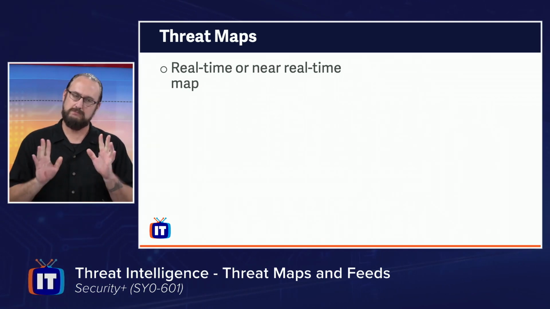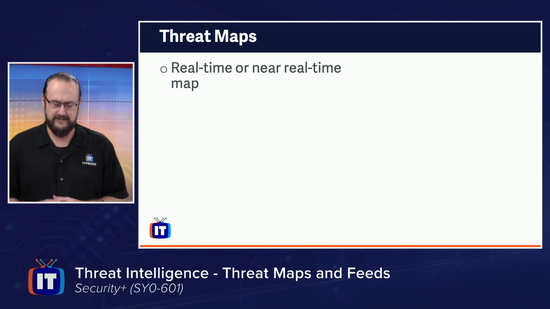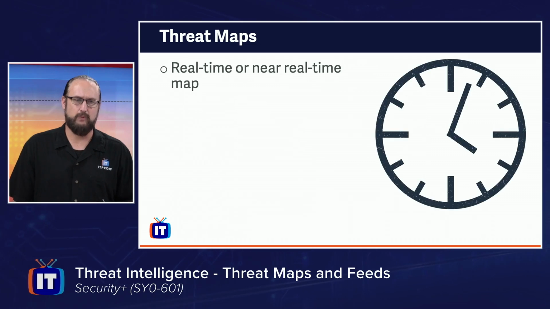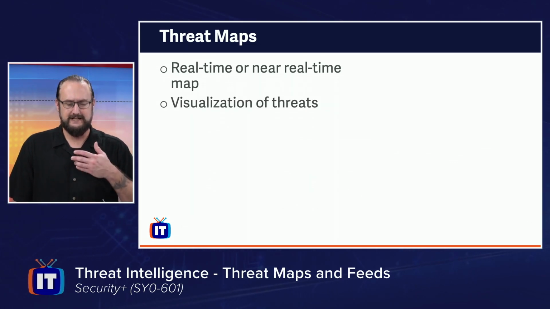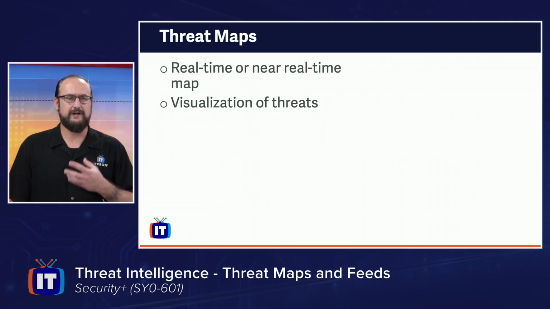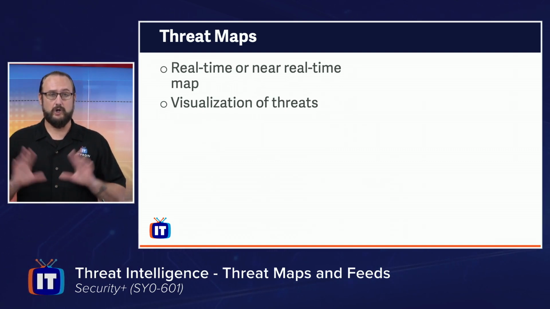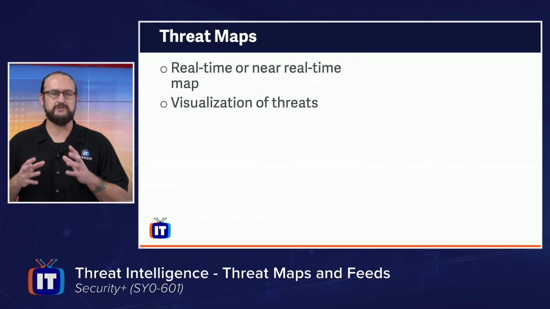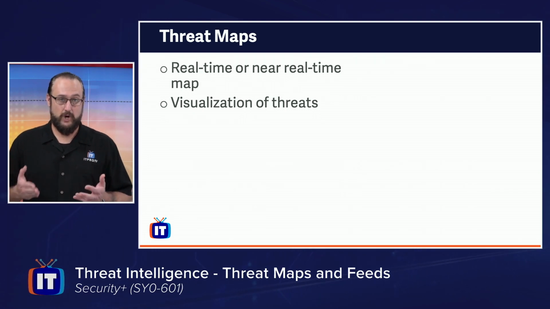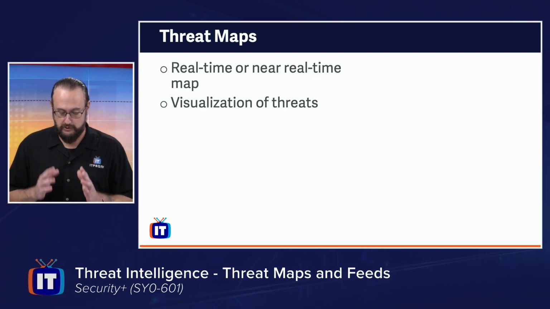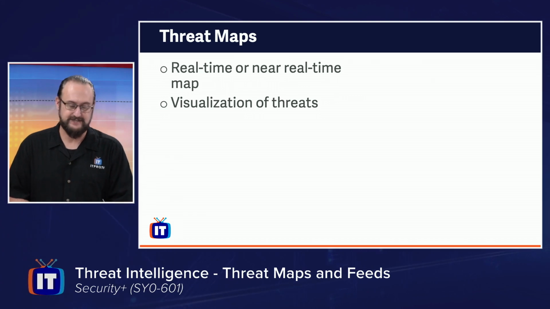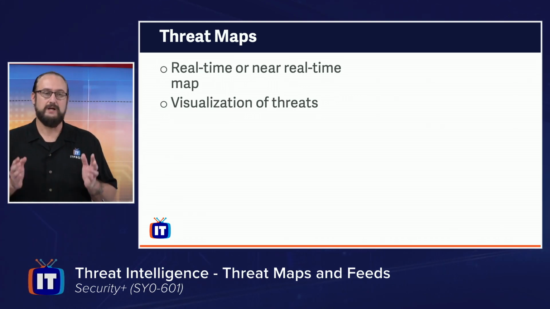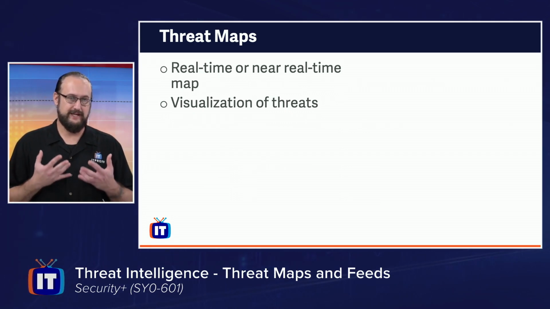This is a real-time or near real-time map, depending on how much they update it. And what does it do? Well, it allows us to get a visualization of threats, where they're coming from, and where they're going to. A lot of the threat maps that you're going to see, at least a couple that I'm going to show you here, are global. What's really good is they give you a good visual indicator of what's going on out there in the wild. It is a really good way to see the various attacks that are happening around the globe. So that, in a nutshell, is what threat maps are.